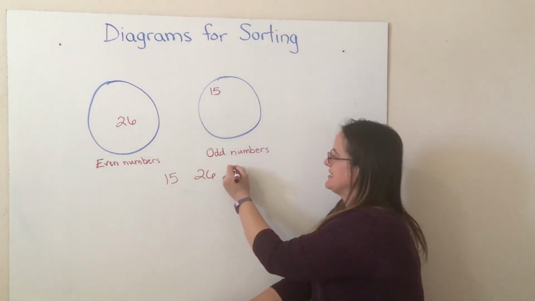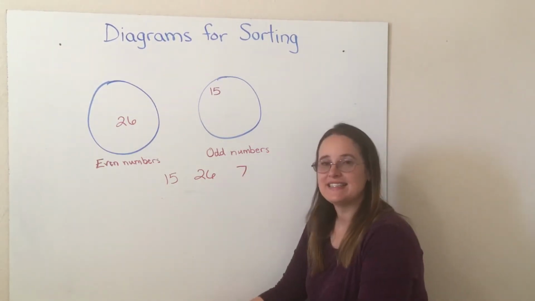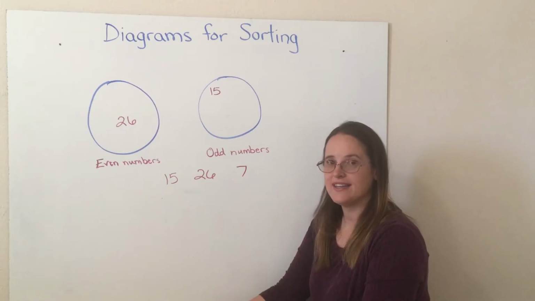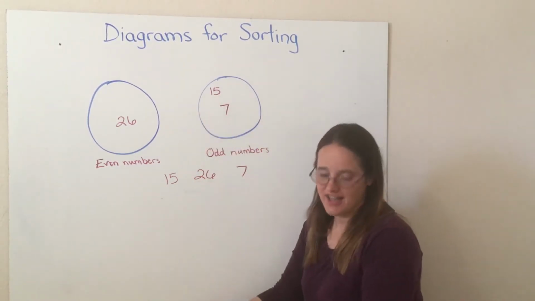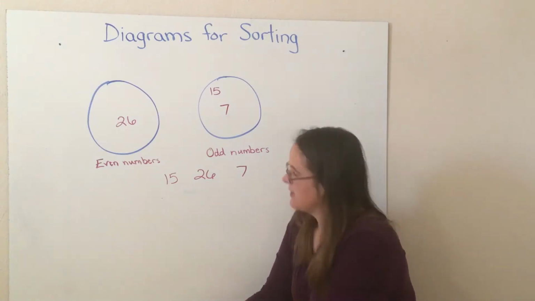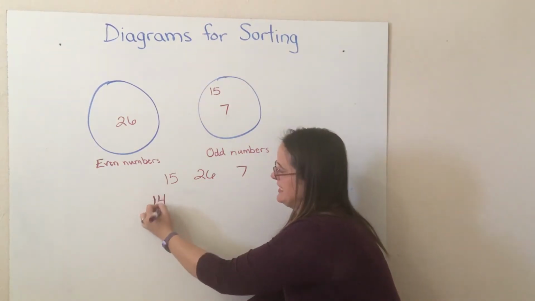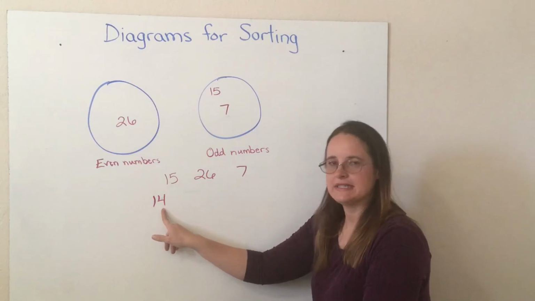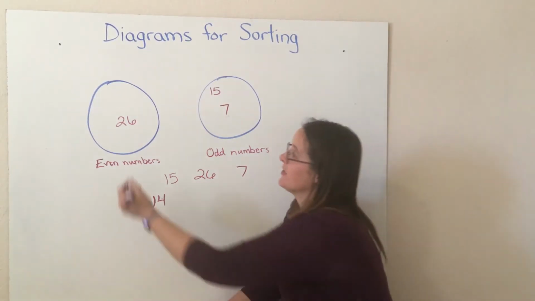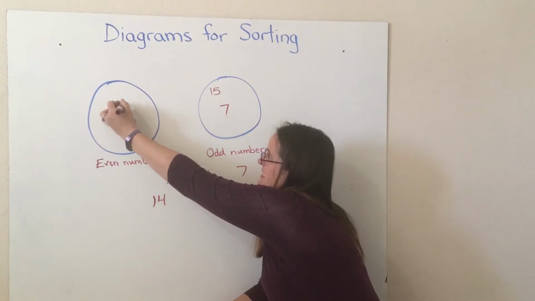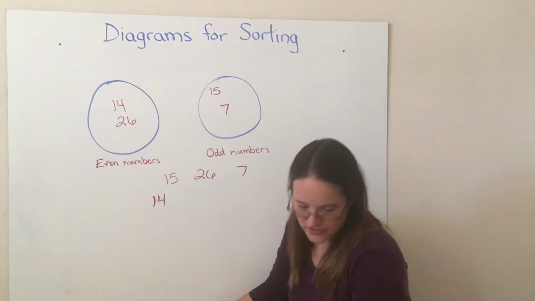Our next number is 7. Is 7 even or odd? 7 is odd, so it goes in our odd number circle. Our next number is 14. Look at the ones place. Is 4 even or odd? 4 is even, so 14 goes in our even circle.